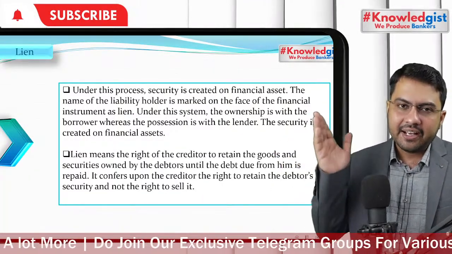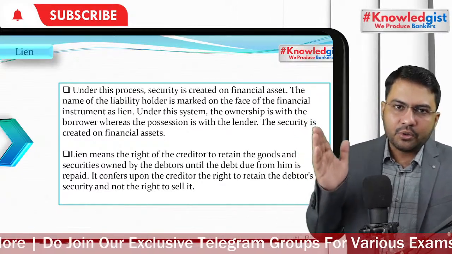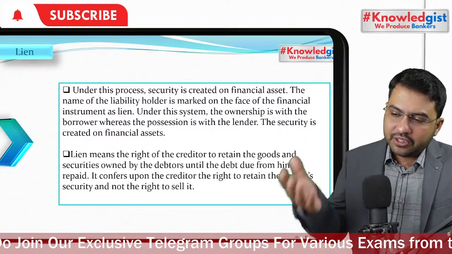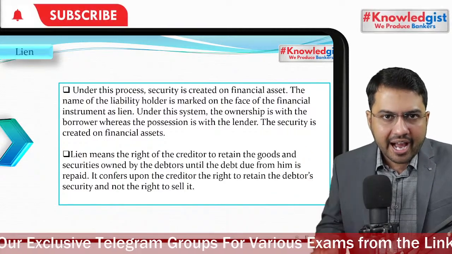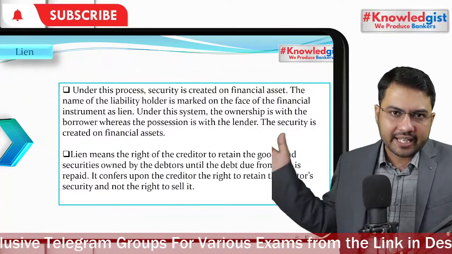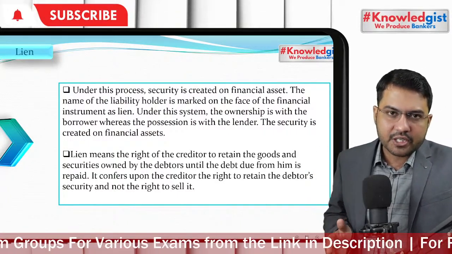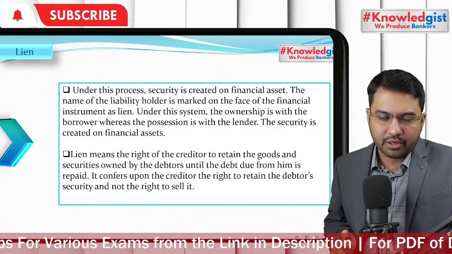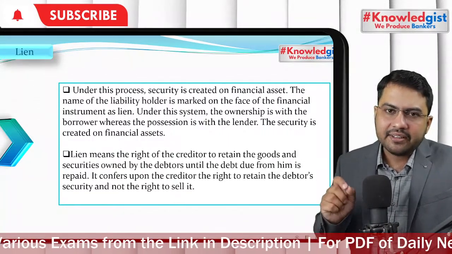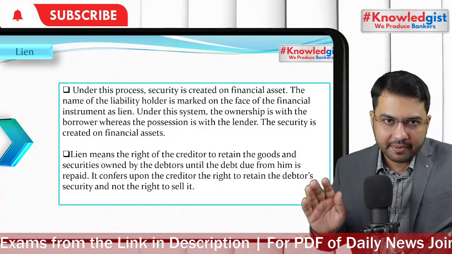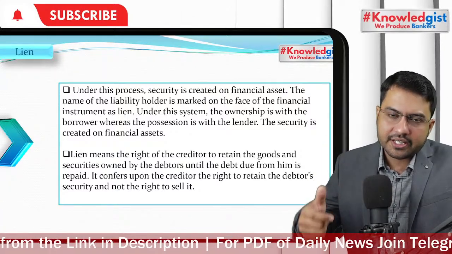Like the FDR is marked lien to State Bank of India. So the fixed deposit receipt will lie with the bank. Bank will keep it in their vault. But who is the owner of the fixed deposit? Still the customer is the owner. Bank cannot break it and get the money, because the owner is the customer.